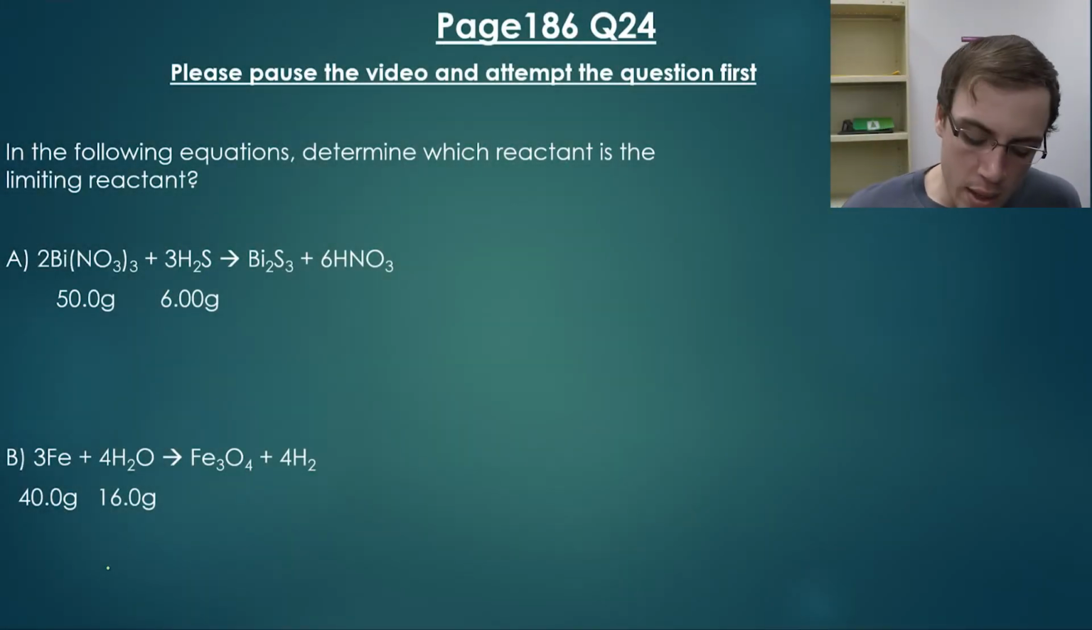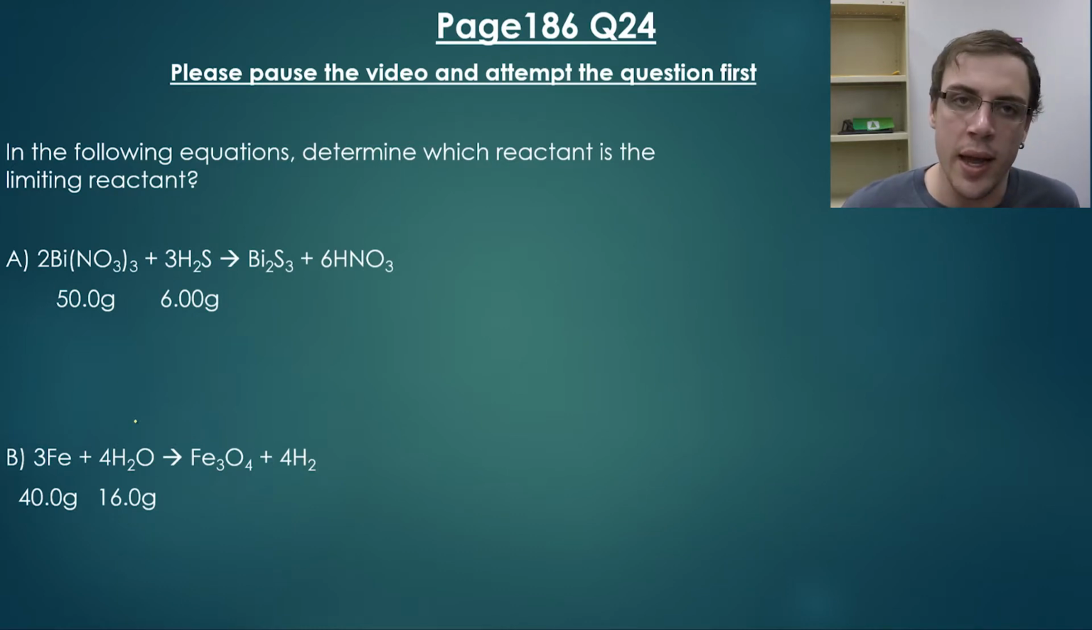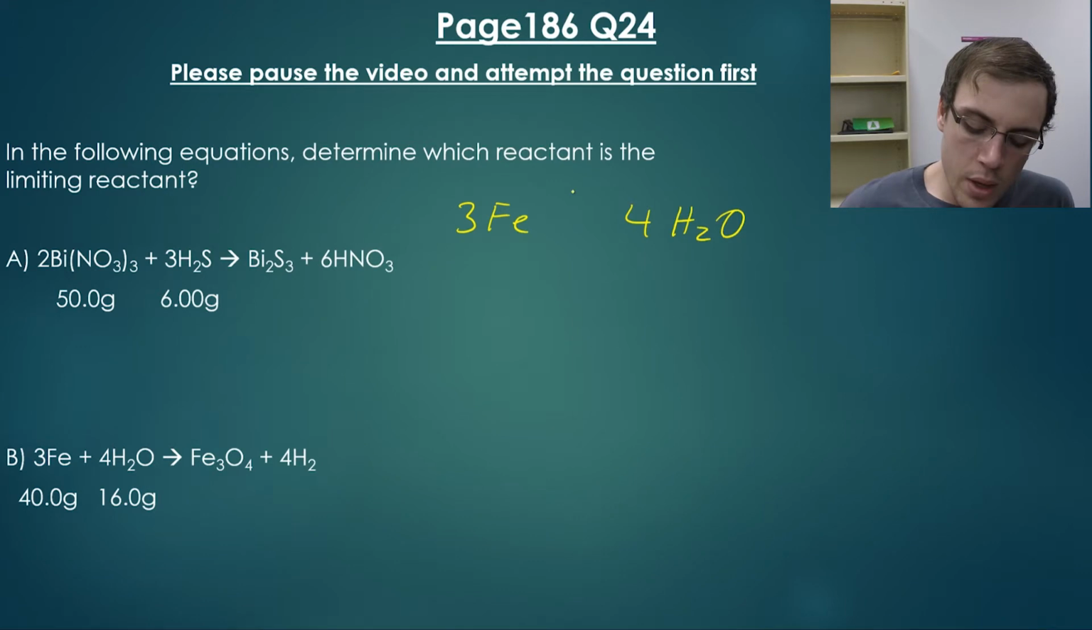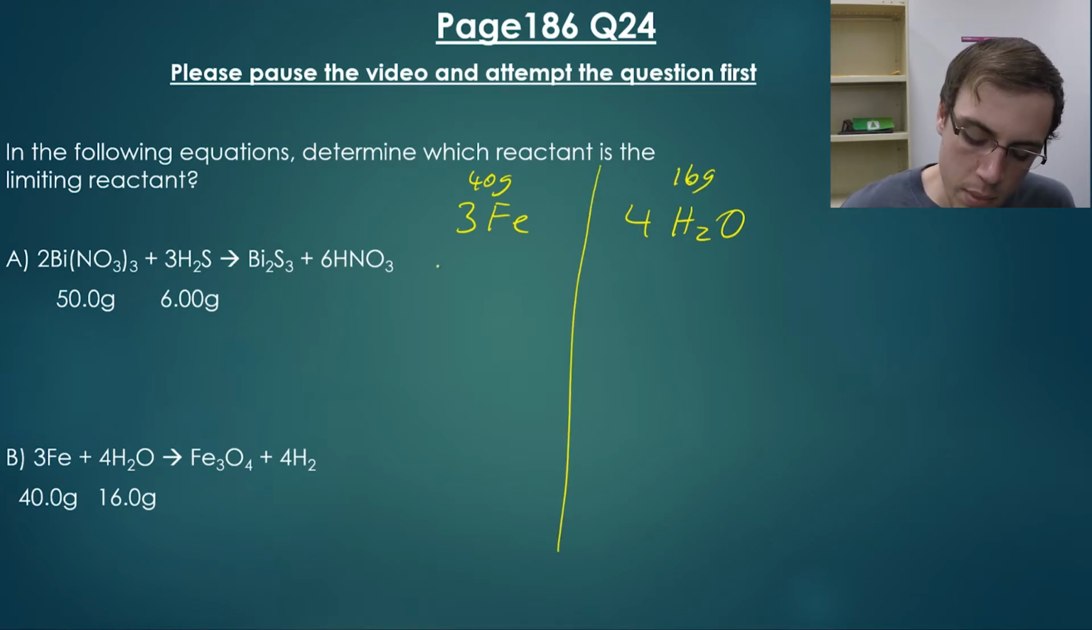Okay, let's now move on to the next one. So we've got iron and water going to iron oxide and hydrogen gas. So same deal here. We write down our reactants over here. So I'm going to now look at our mass. So we've got 40 grams of iron and water we have 16. So I convert these now to moles.